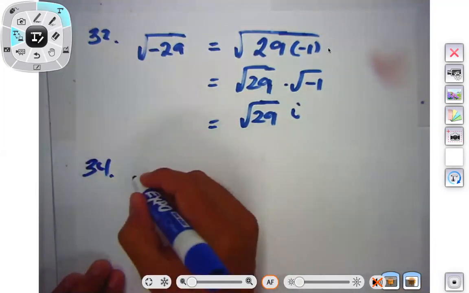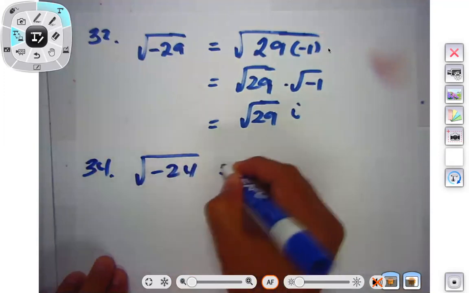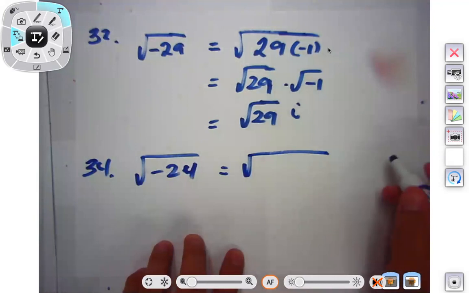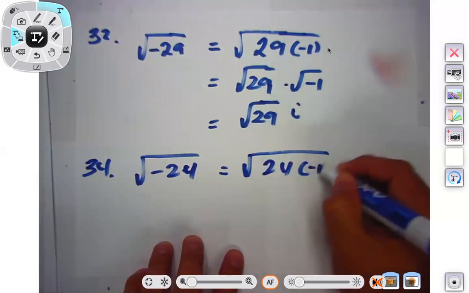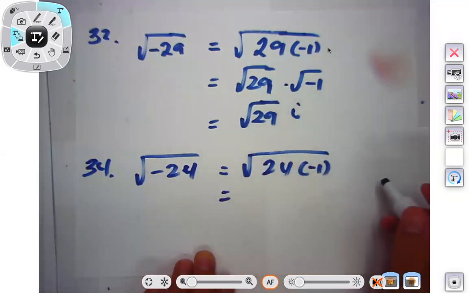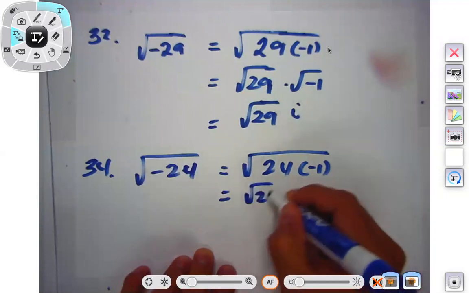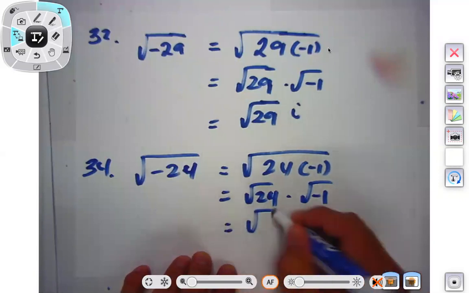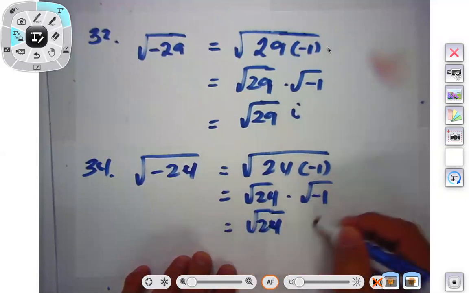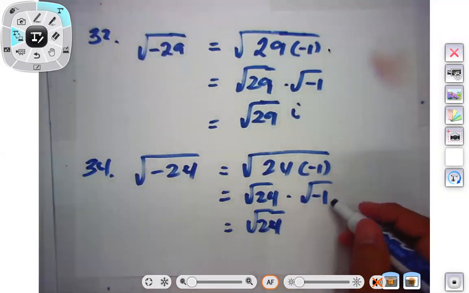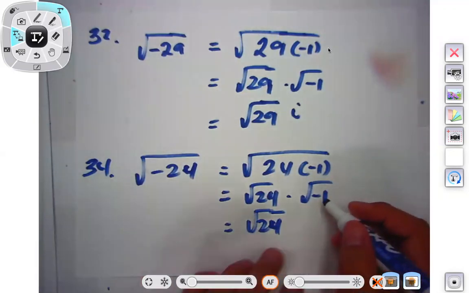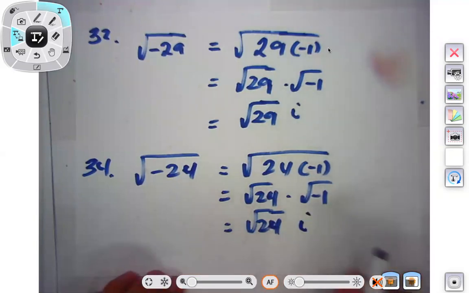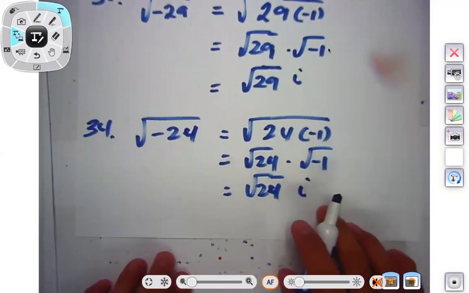Let's have the square root of -24. Same thing. We can write -24 as a product of 24 and -1. Expanding this using the properties of radicals, we have the square root of 24 times the square root of -1. The square root of 24 is not a perfect square. The square root of -1 is i, but note that the square root of 24 can still be simplified.